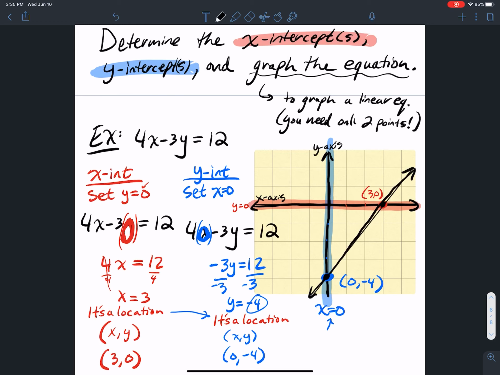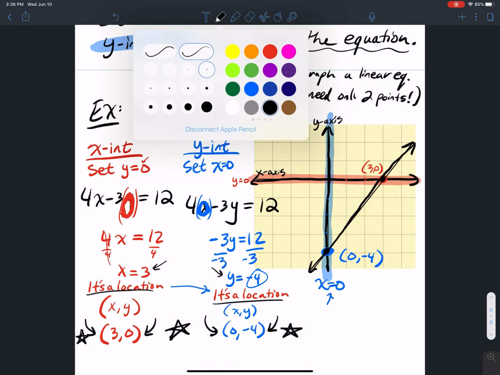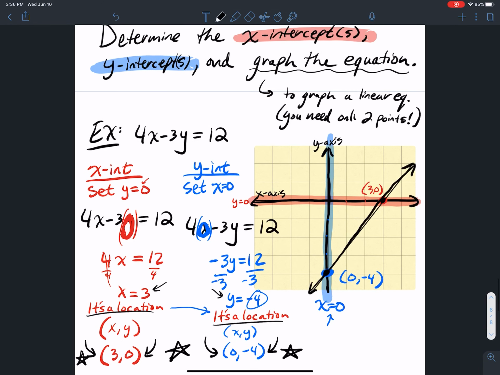So remember, we don't stop here. Write the location. The intercept is a location. I can't stress this enough. This is one of the most common mistakes in college algebra, mixing up intercept versus x equals something like that. We talk about zeros later. We'll get a little bit more lax, but for now, intercepts are locations. Let's try another one.